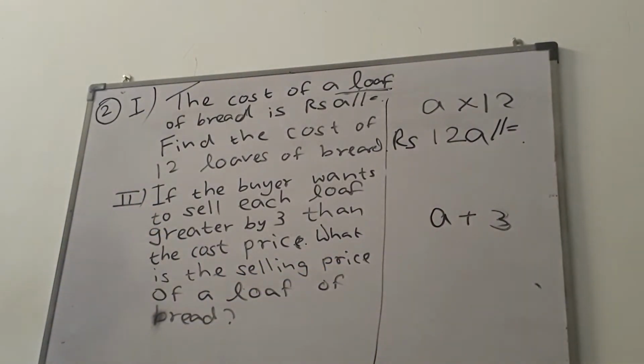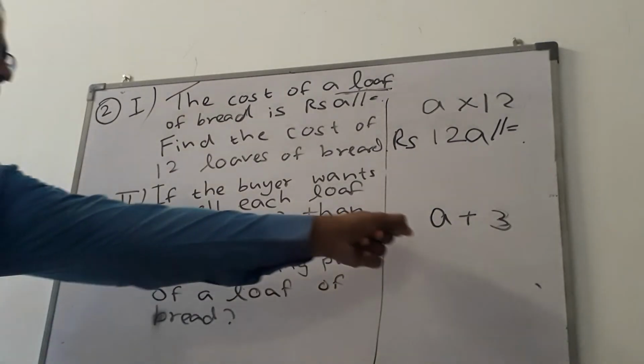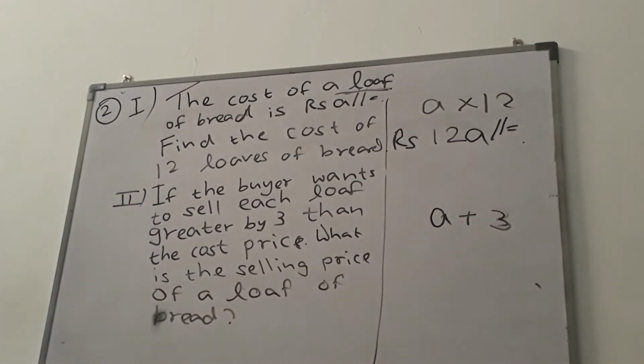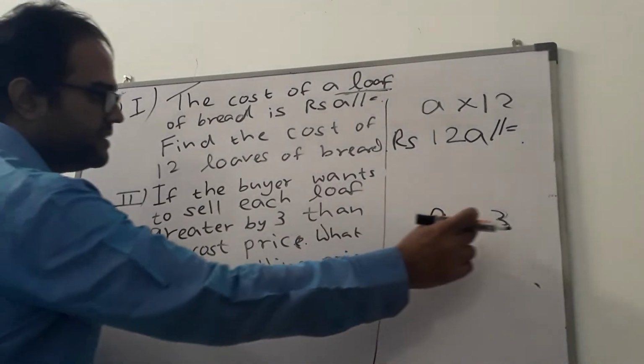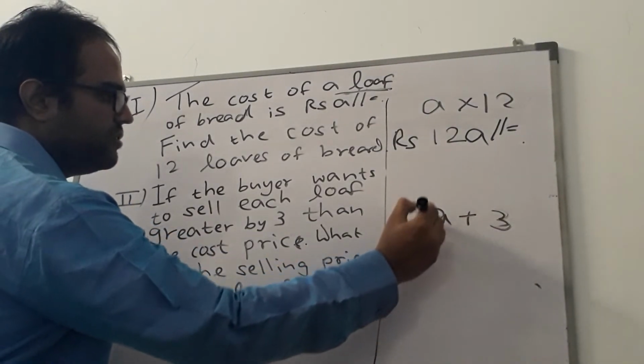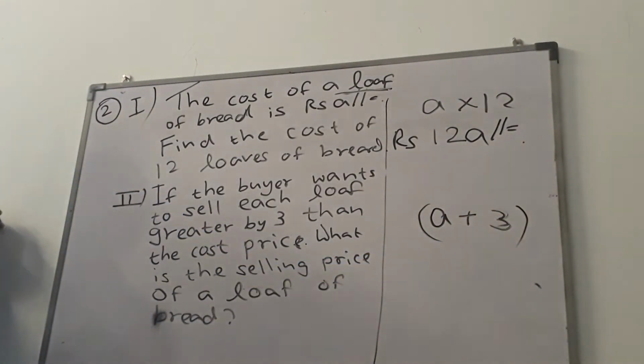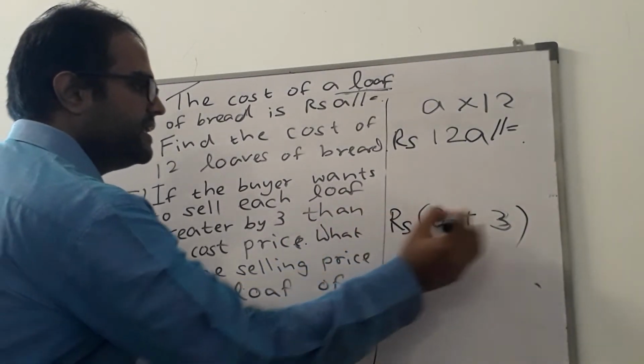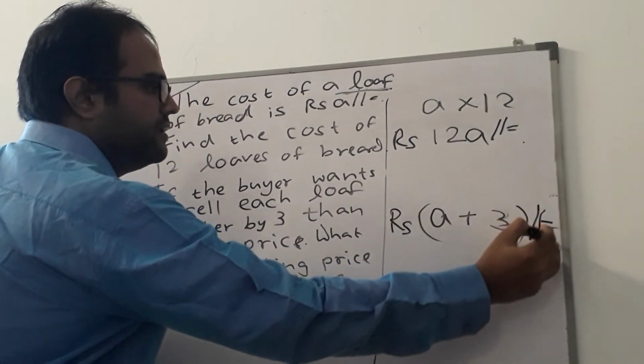The cost price of a loaf of bread is A. If the buyer wants to sell each loaf greater by 3 than the cost price, you have to add 3 to the cost price of a loaf of bread, that means A. So the selling price is A plus 3 rupees.